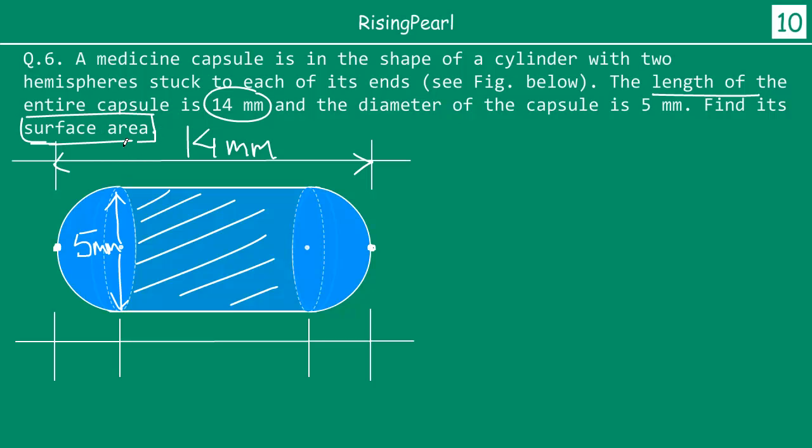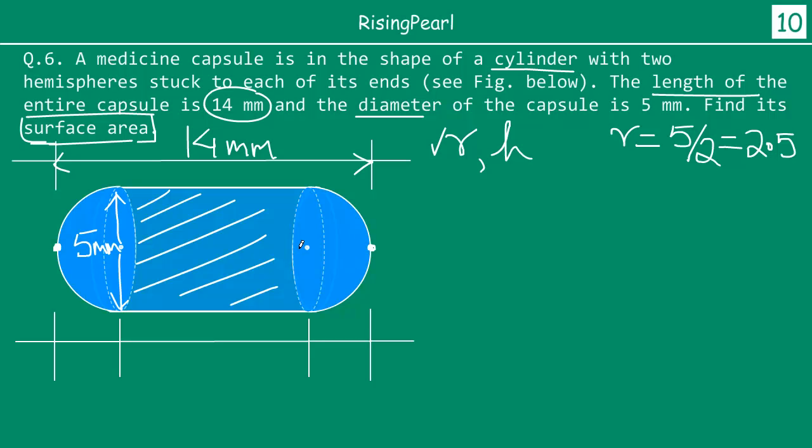So friends, what is important to note is that for a cylinder, the two important dimensions that we really need are the radius and the height of the cylinder. The radius is 5 by 2, because 5 is the diameter of the capsule. So the radius will be equal to diameter by 2, which is 2.5. So we know the radius. And what is the height?